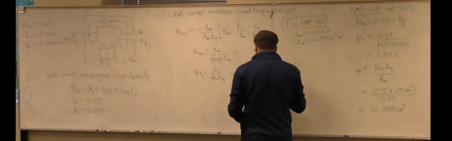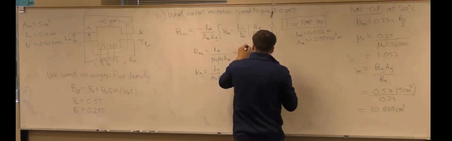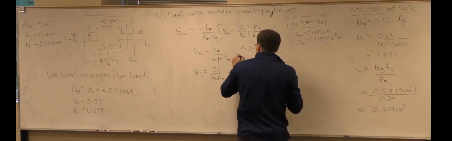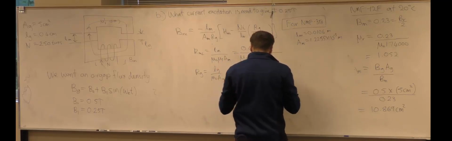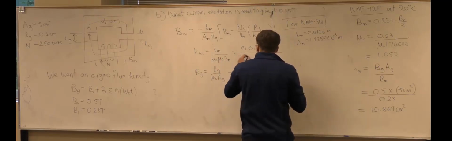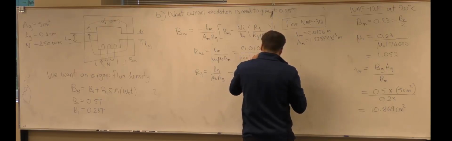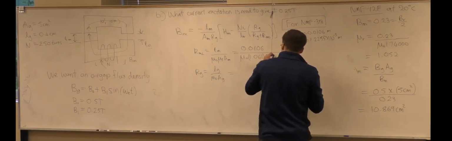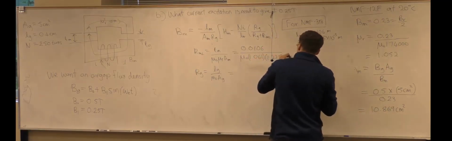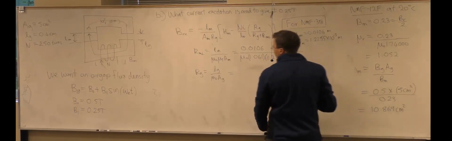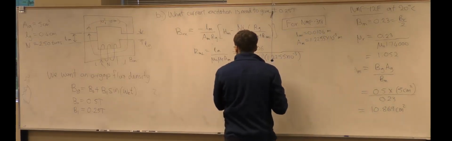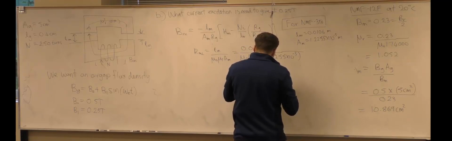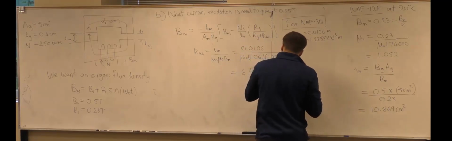Okay, so with those numbers, let me just write it out again. So Rml is 0.0106 divided by mu naught, and then the mu r was 1.061, and then we have the Am, which I just said, 1.2255 times 10 to the minus 3, and that will then give us 6.487 times 10 to the 6 amp turns per Weber.